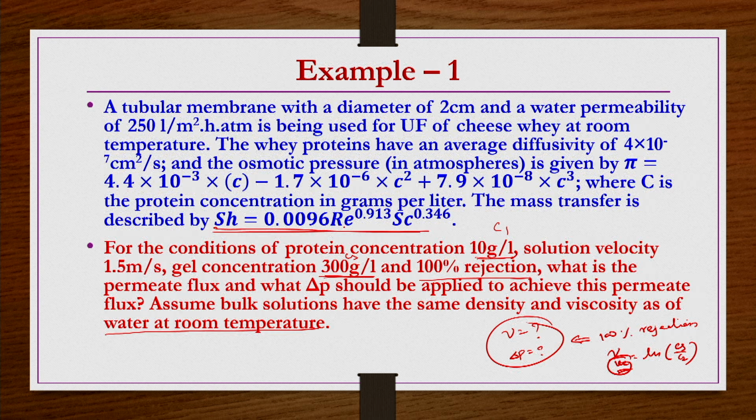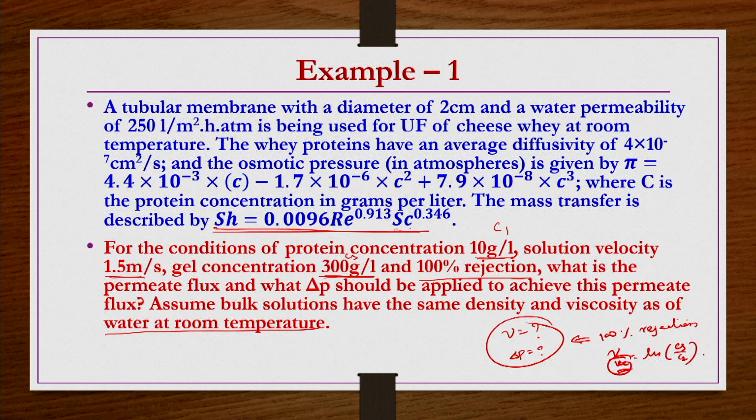So, Re you can calculate because the solution velocity is given, density and viscosity of the fluid is given, same as the water. Schmidt number also you can calculate. So, then Sherwood number you can calculate, and from Sherwood number you can calculate the Kc value. Once Kc is known, from this equation you can calculate the V, because Cs is also given, and then C2 is 0, this is ln Cs by C1.